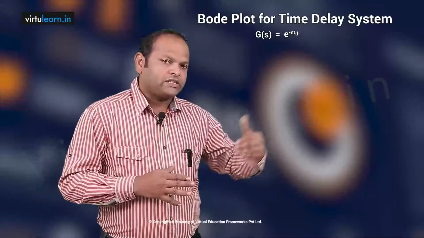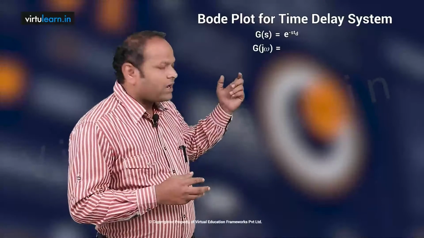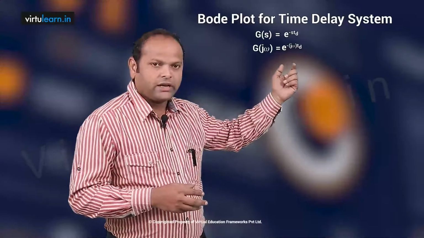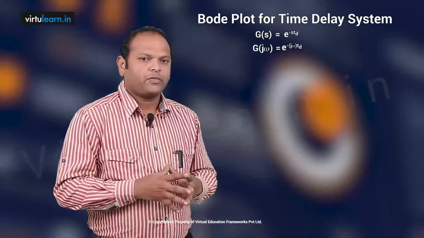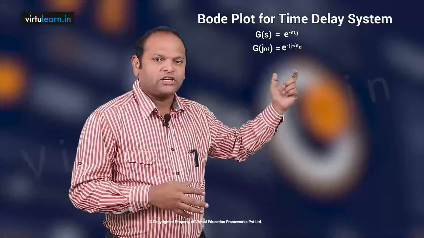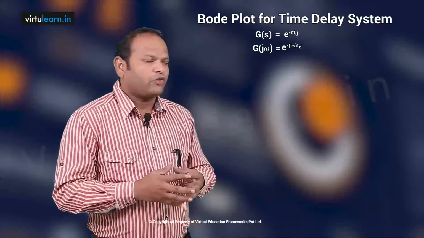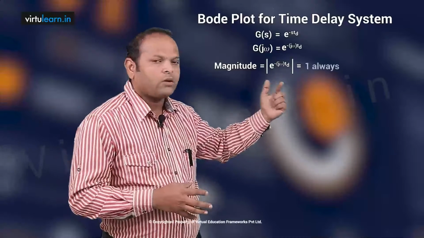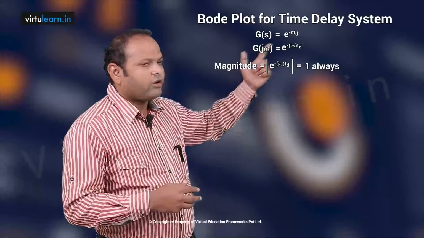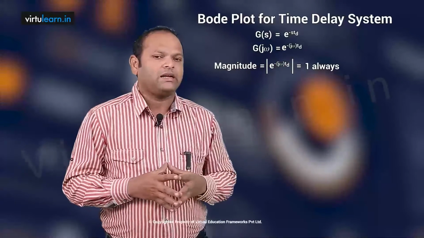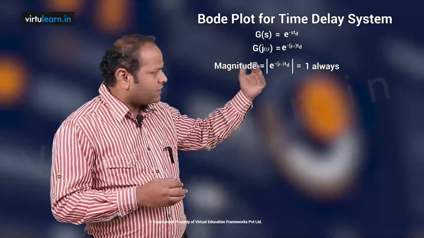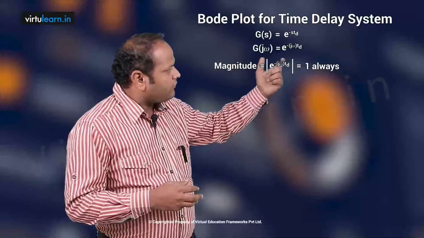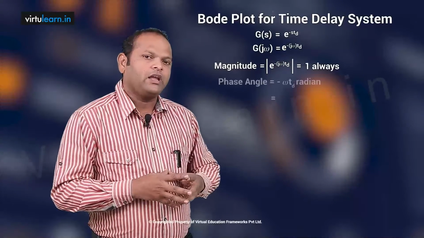Now substitute s equal to j omega. When you substitute s equal to j omega, G of j omega is equal to e power minus j omega Td. What will be the magnitude of it? The magnitude is going to be 1, because the e power term can be written in terms of sine and cos, and when you take the magnitude of that, it is going to be 1. So the magnitude of any time delay term will be unity.